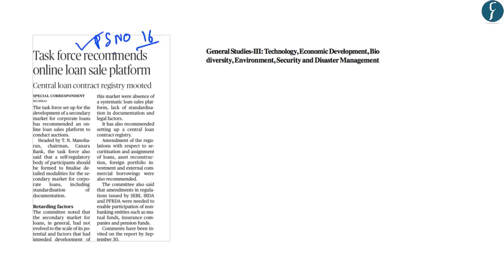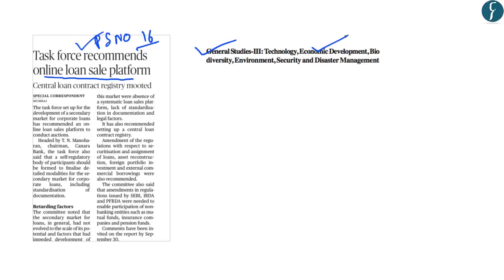This article on page number 16 talks about the recommendations of a task force which was constituted by the Reserve Bank of India for online loan sale platform. So this will also form a part of the General Studies paper 3 under the topic economic development.